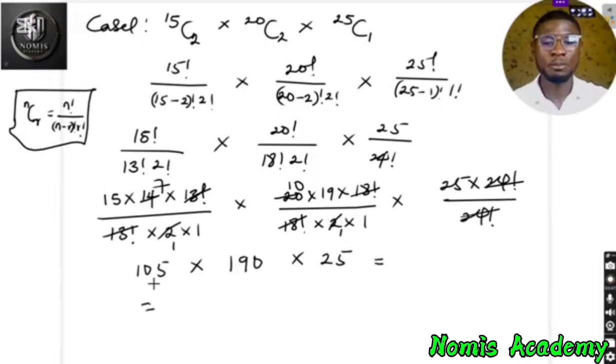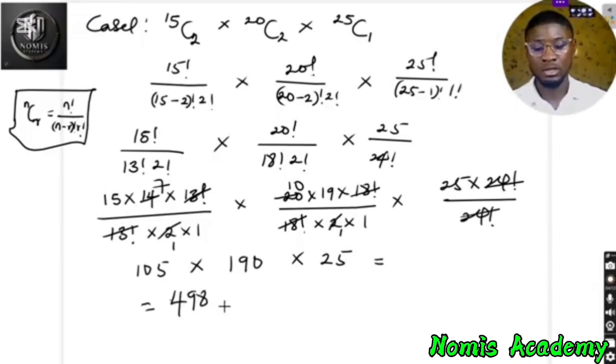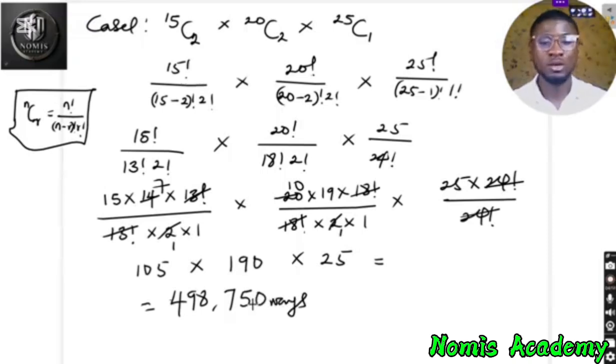So we have 105 multiplied by 190 multiplied by 25. So let's get down to business to calculate the value of this. 105 multiplied by 190 multiplied by 25 is 498,750. So this is 498,750 ways. So in this case, if we consider this case, we are going to have this number of ways of selection.